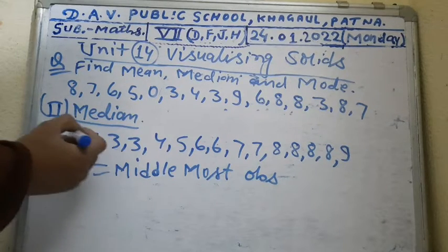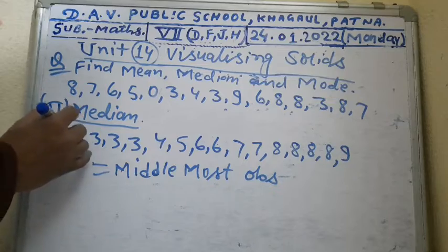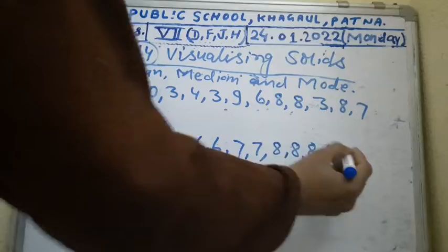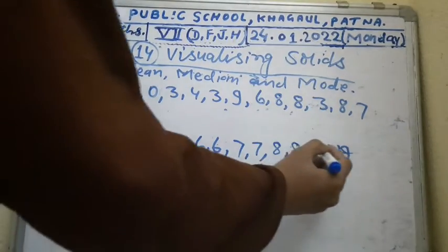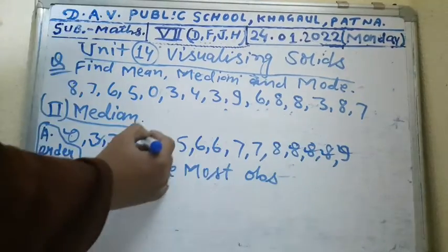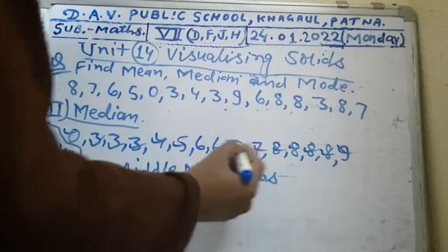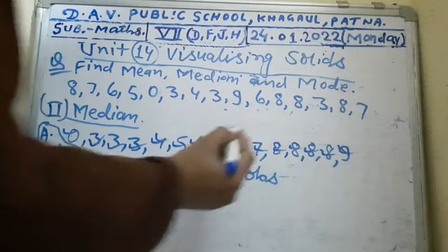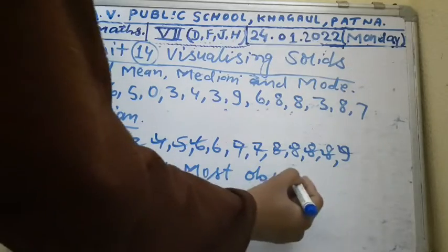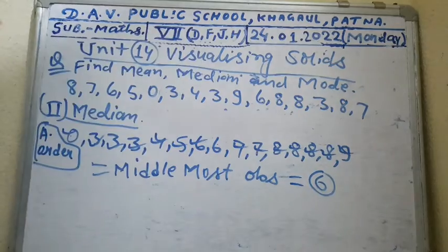1, 2, इधर से एक कैंसिल करते हैं. इस तरीके से हम मिडिल मोस्ट भी फाइंड कर सकते हैं. Both sided observation is ticked out. Only 6 is left. So middlemost observation equals 6. That is the median of the given observation.